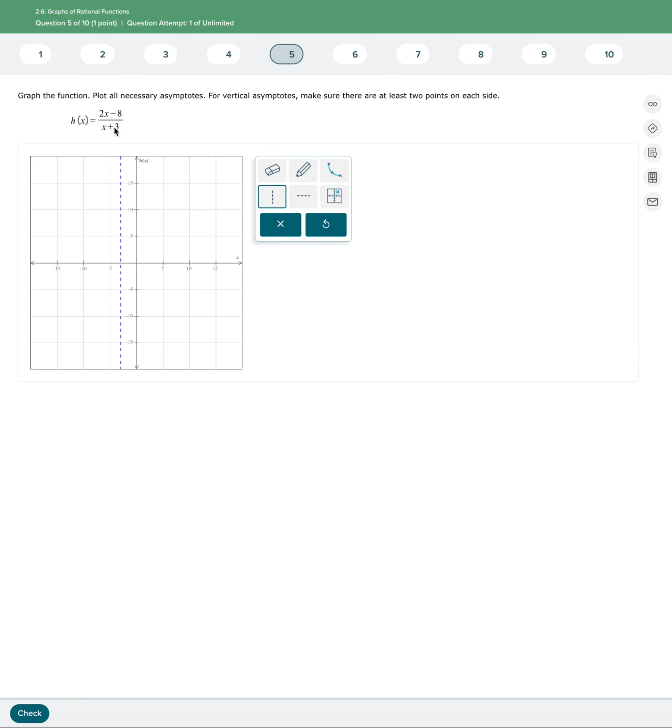Let's go ahead and take a look at horizontal asymptotes. The degree of the numerator and the denominator is the same. It's equal to 1. So we make a ratio of the leading coefficients, y equal to 2 over 1, or y equal to 2 is a horizontal asymptote. So we go ahead and click there and turn that off.